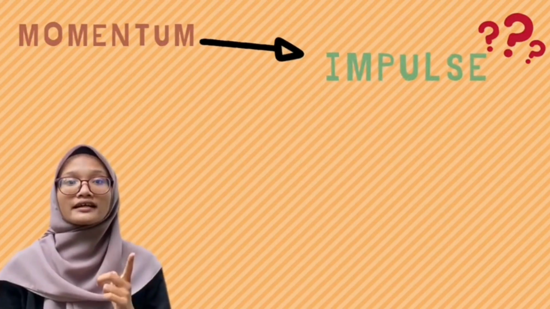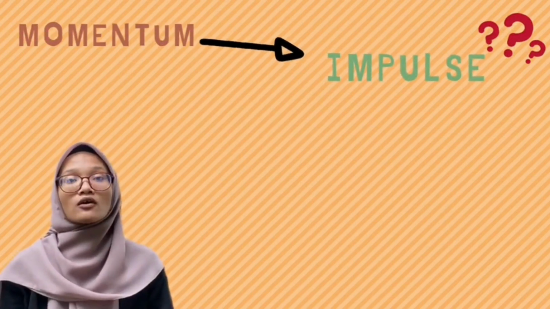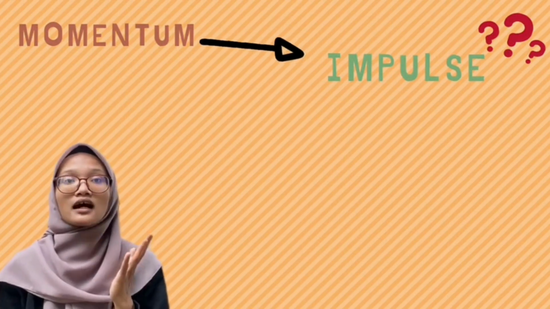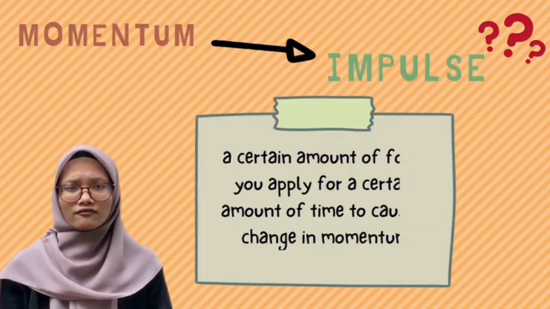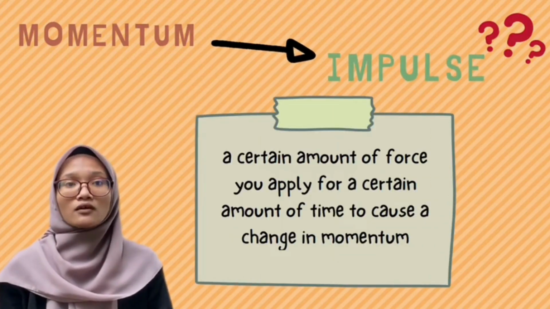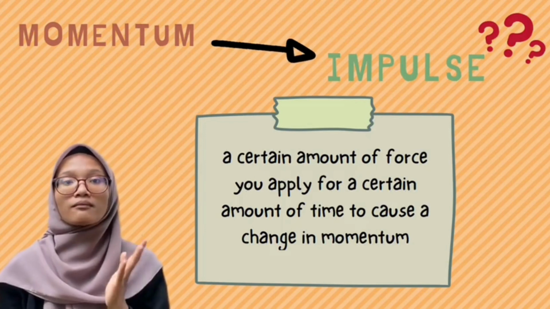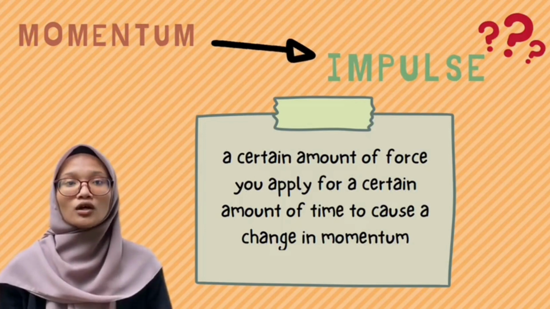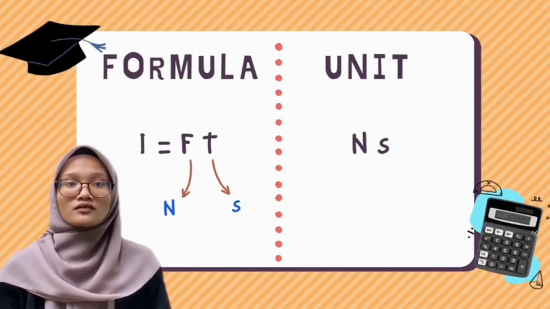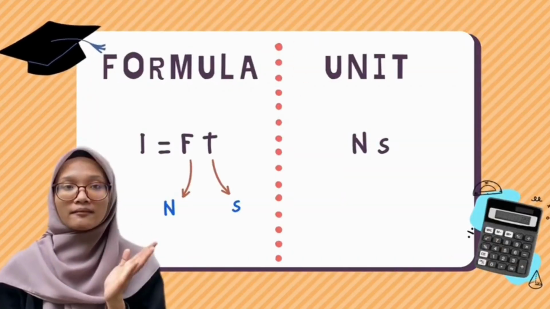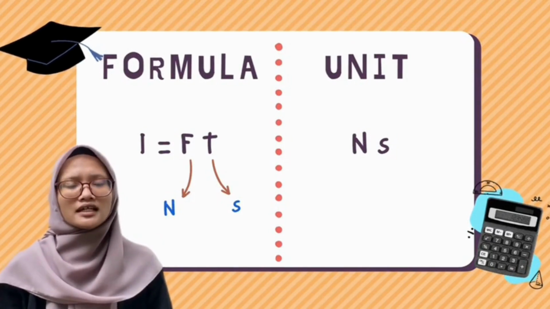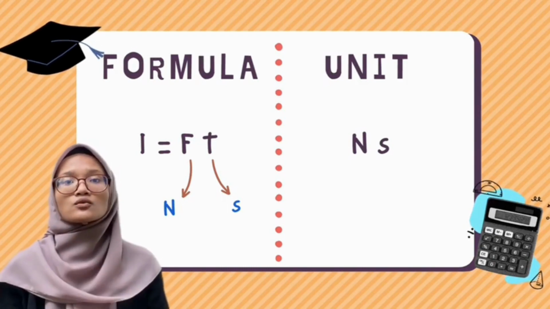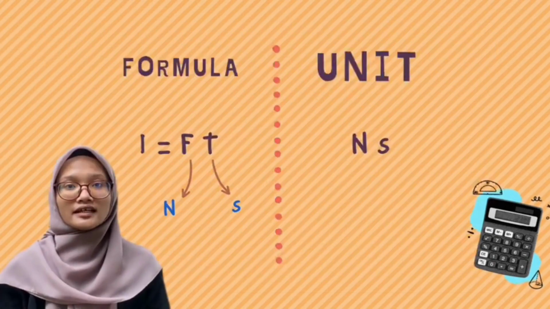When a force acts on an object for a short amount of time, impulse represents how much the force changes the momentum of an object. Therefore, we can say that impulse is a certain amount of force you apply for a certain amount of time to cause a change in momentum. The formula of impulse is force multiplied by time. The unit for force is Newton and for time it's typically seconds. So, impulse will have the units Newton times second.